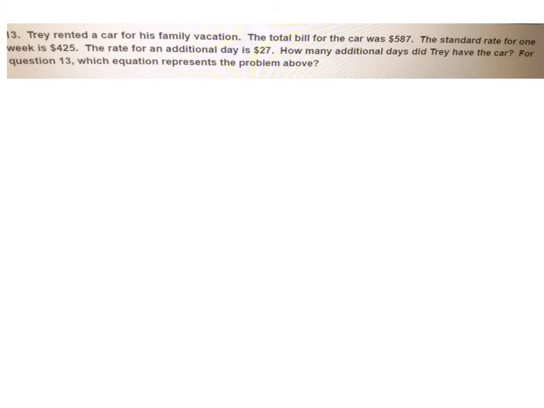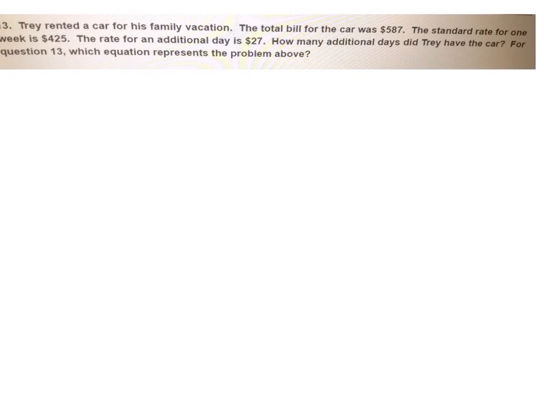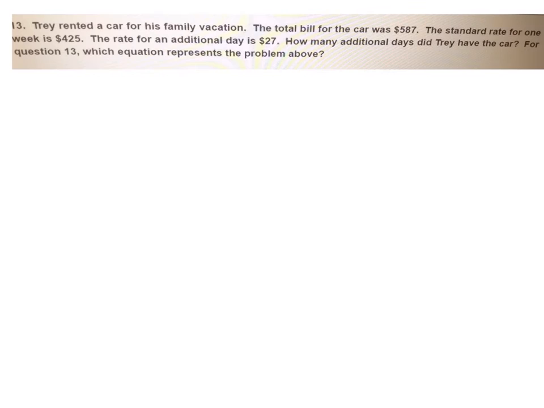Next one. On this one, it says Trey rented a car for his family vacation. The total bill for the car was $587. The standard rate for one week is $425. The rate for an additional day is $27. How many additional days did Trey have the car? For question 13, this question right here, which equation represents the problem above?